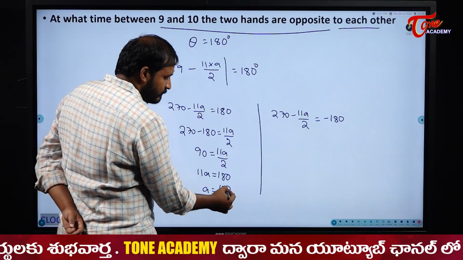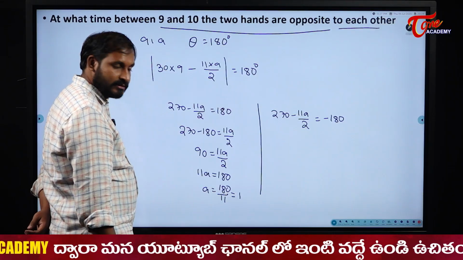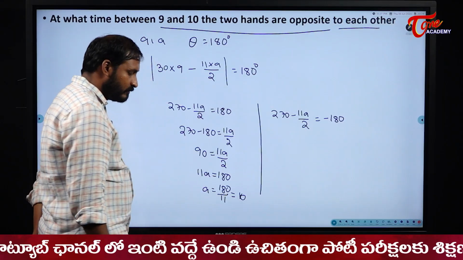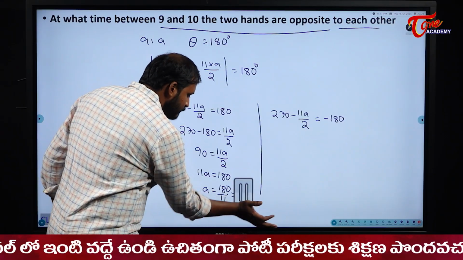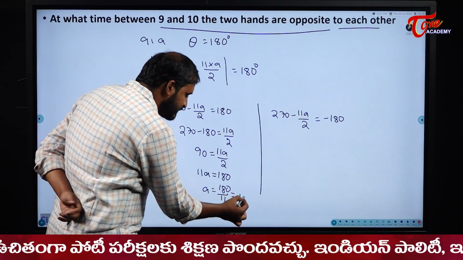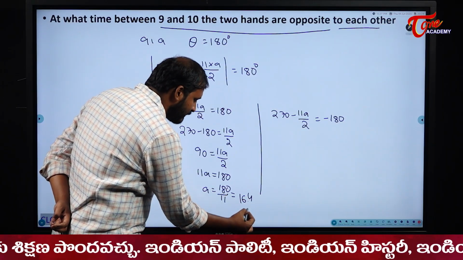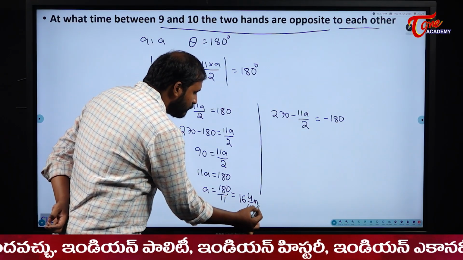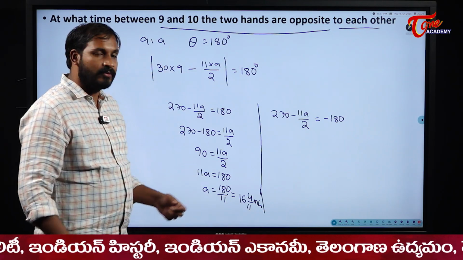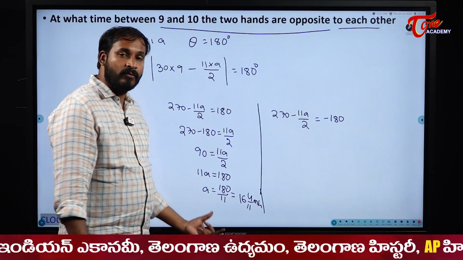Generally, 180 by 11: 11 ones are 11, and 0 times is 0. I will be left with 7 and 0. 11 sixes are 66, and I will be left with 4. So 4 by 11. So 9 o'clock 16 4 by 11 minutes. The two hands of the clock will be exactly opposite to each other. Okay, there is no problem on this side.